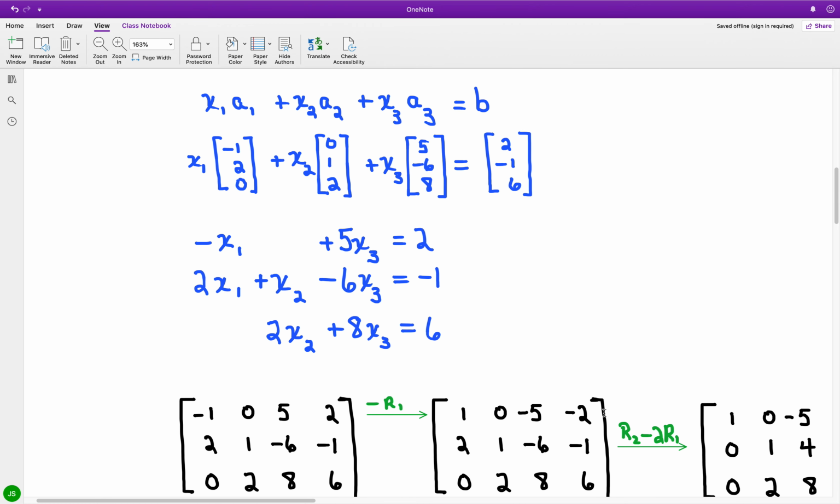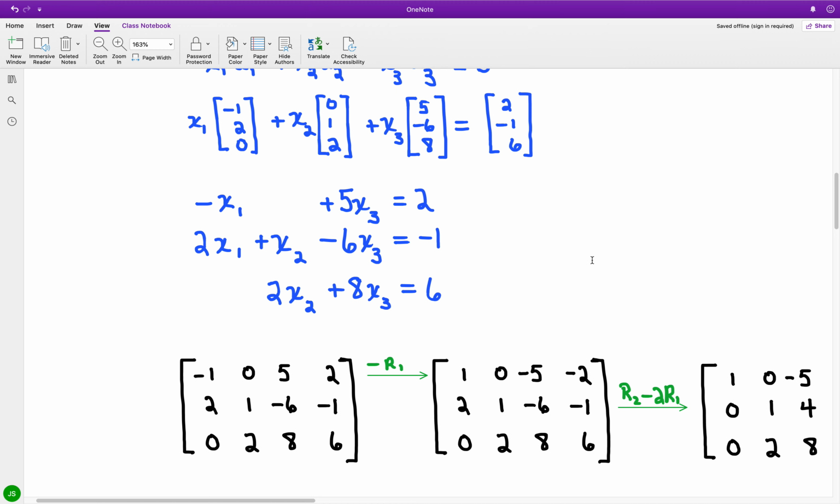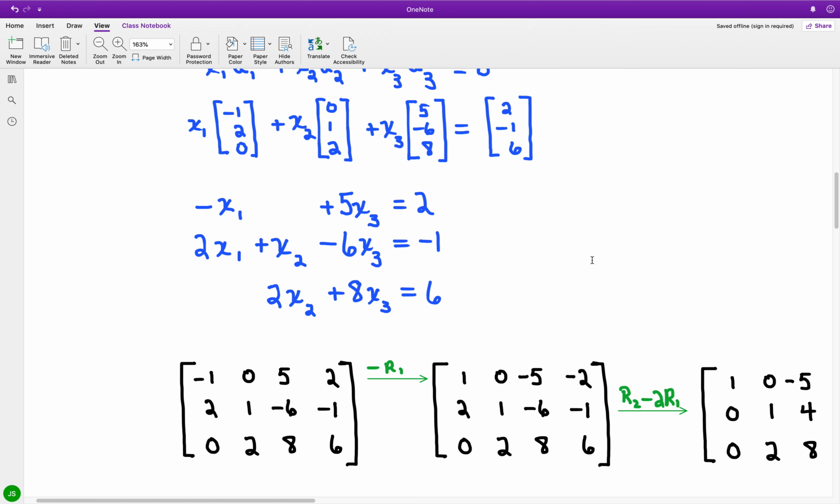In the makeup, I have negative 1, 2, 0, 0, 1, 2, 5, negative 6, 8, and again I have 2, negative 1, 6, and we're progressing toward reduced echelon form. I want to make the upper left hand corner value a positive 1, so I can do this by taking the additive inverse of the first row elements. So I have 1, 0, negative 5, negative 2. Now I want to make the first column 1 at the top and 0s at the bottom. I've got 0 at the bottom, but I want to convert this 2 to a 0. So I can take negative 2 times the first row and apply it to the second row. So we have R2 minus 2 times R1.